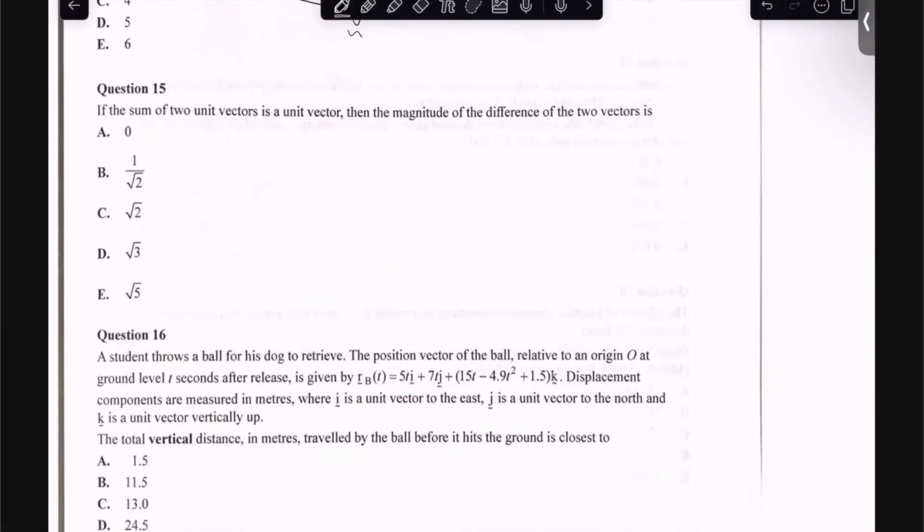If the sum of 2 unit vectors is a unit vector, then the magnitude of the difference of the 2 vectors is.